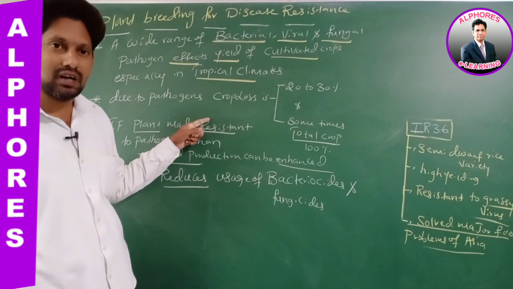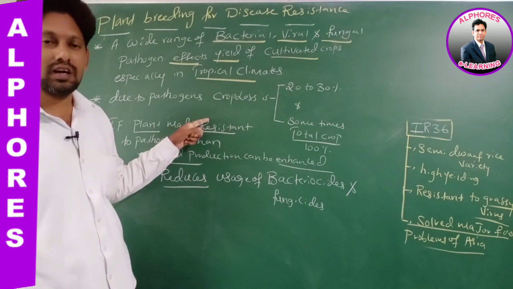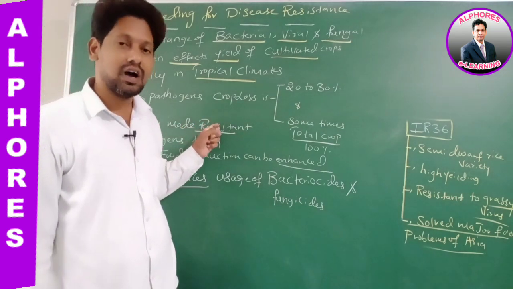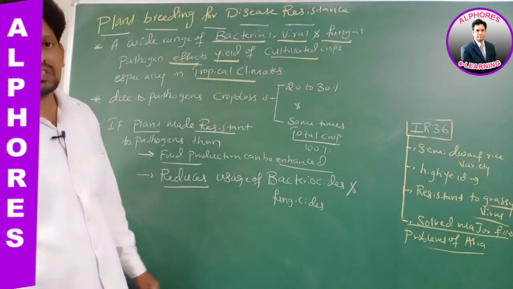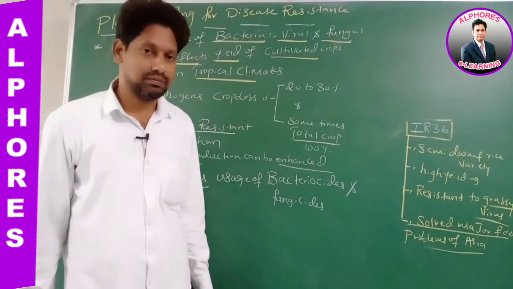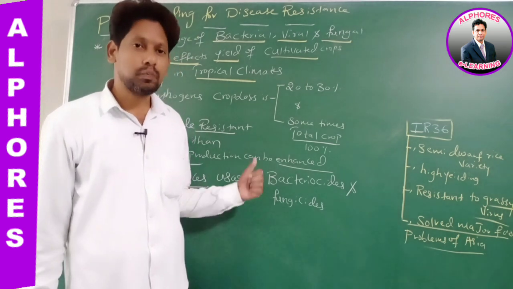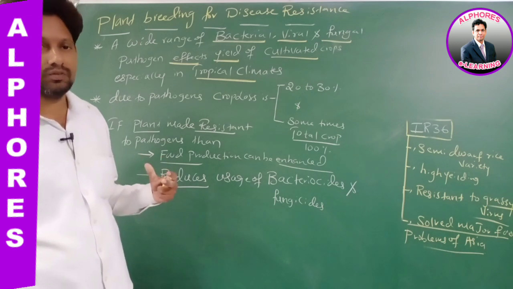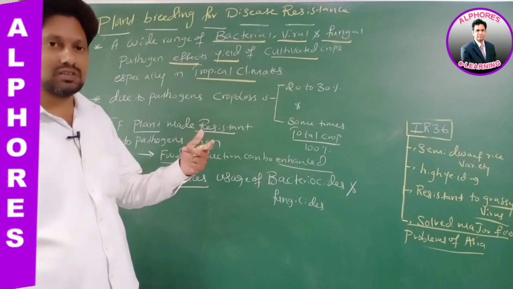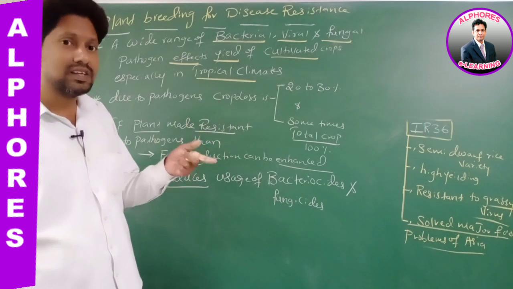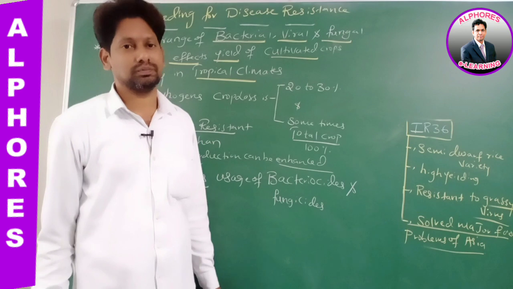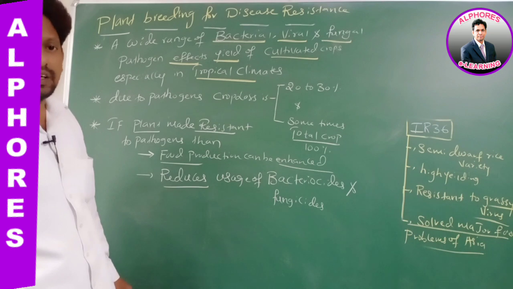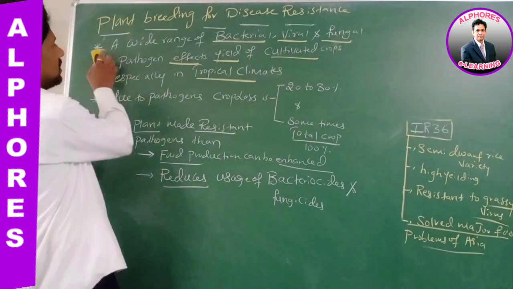What is the meaning of resistant, or resistance of the host? Listen to this statement. Resistance is the ability of a plant to prevent the pathogen from causing disease. It means a plant is getting the ability to prevent diseases caused by pathogens. It depends on the genetic constitution of the host plant. Is this statement okay?